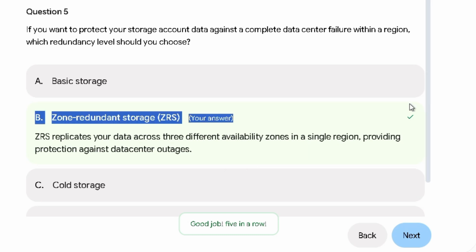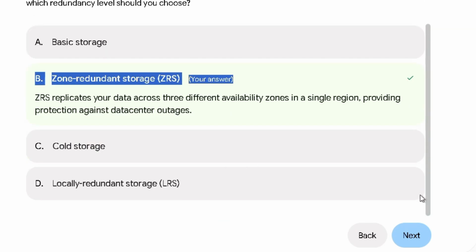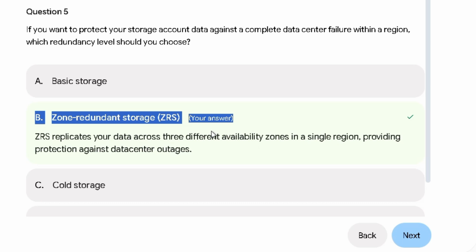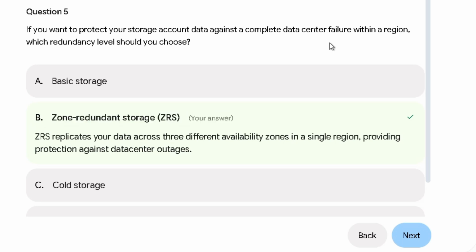And the reason why I choose ZRS over LRS is because LRS backs up data 3 times in a single location, while ZRS replicates your data across 3 different availability zones. ZRS replicates your data across 3 different availability zones in a single region, providing protection against data center outage. So for example, if something breaks, I have 3 different zones in the same region.